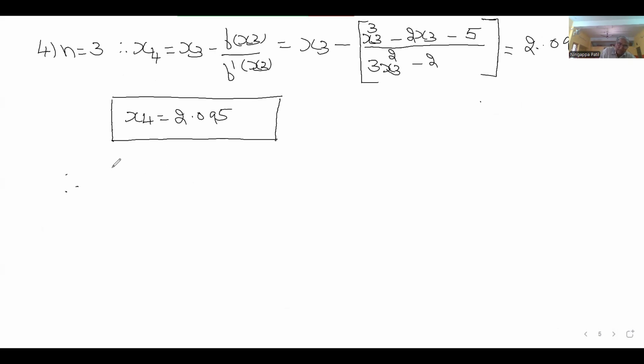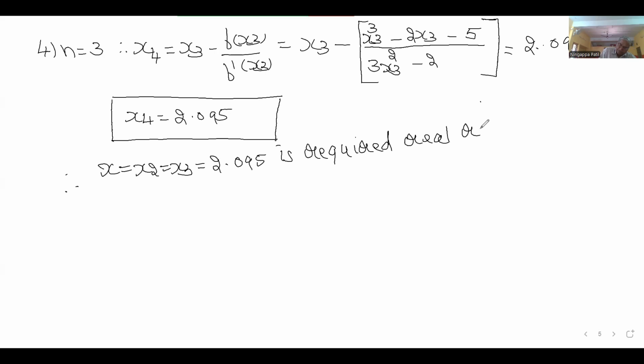Therefore, you write x2 equal to x3 equal to 2.095 is the required real root. Required real root, you write the answer.